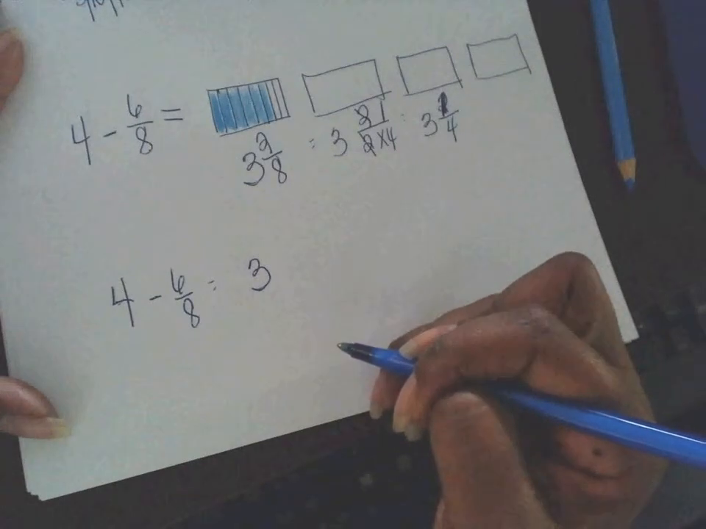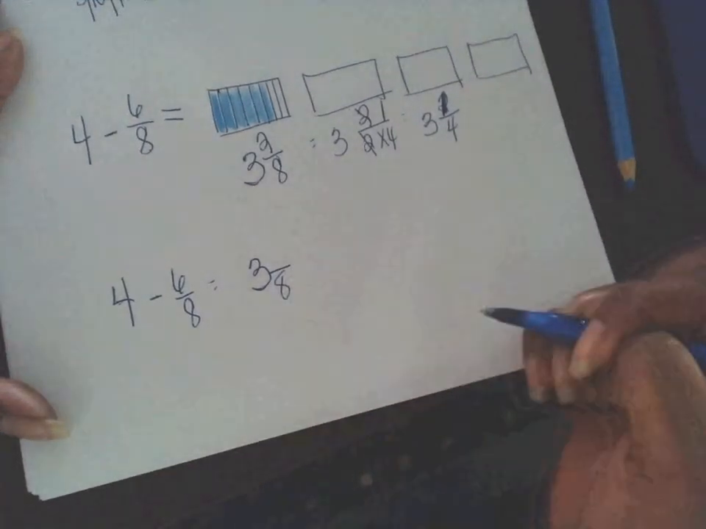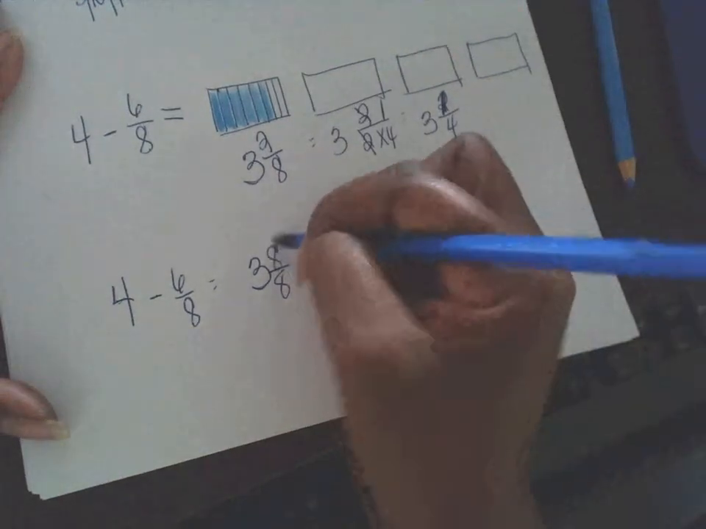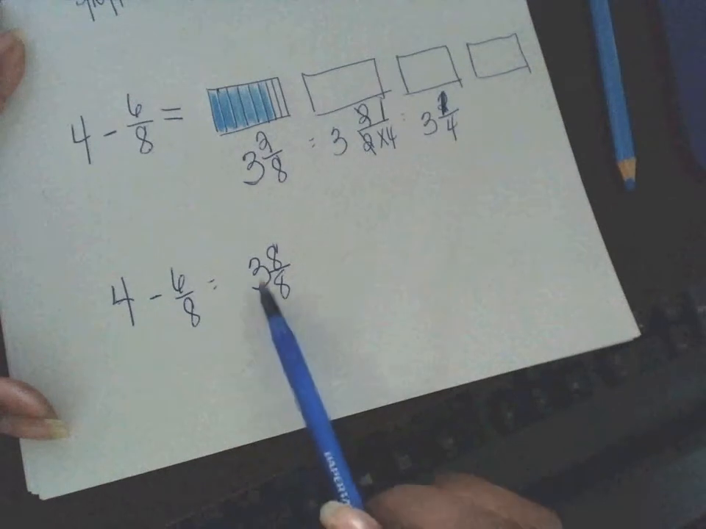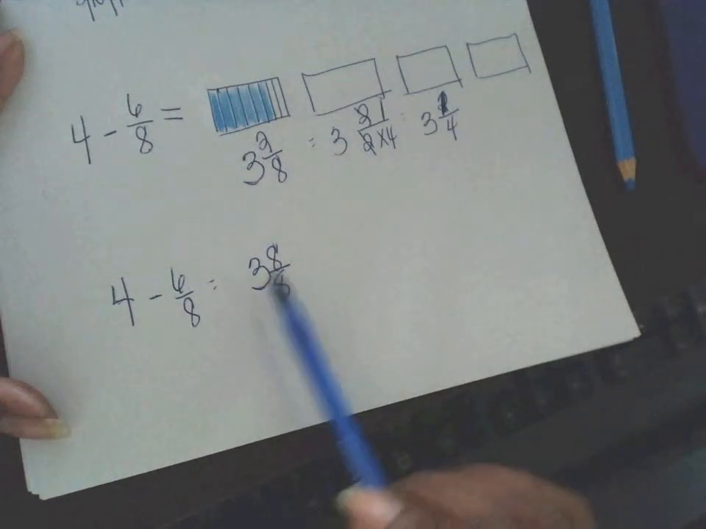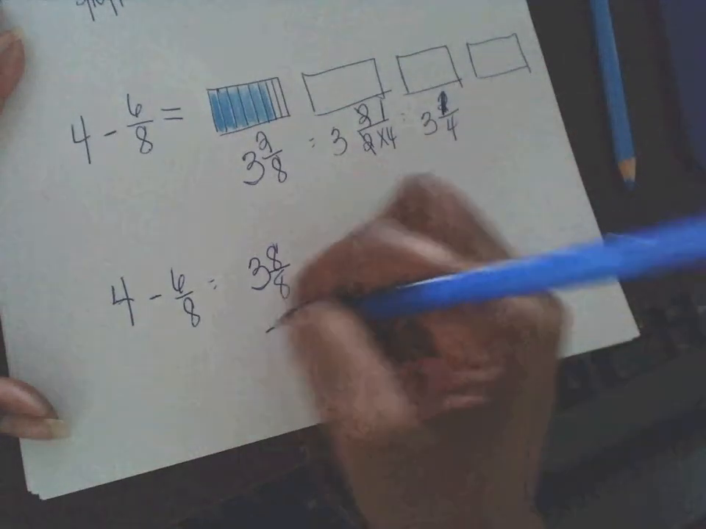The denominator has to be the same as what you already have. So what is the denominator going to be? 8. Good job. What's the numerator going to be? 8. Awesome. Now, we still have 4, right? We have 3 holes that have not been cut, and then we have 1 hole that's been cut into 8 pieces. Got it? All right.